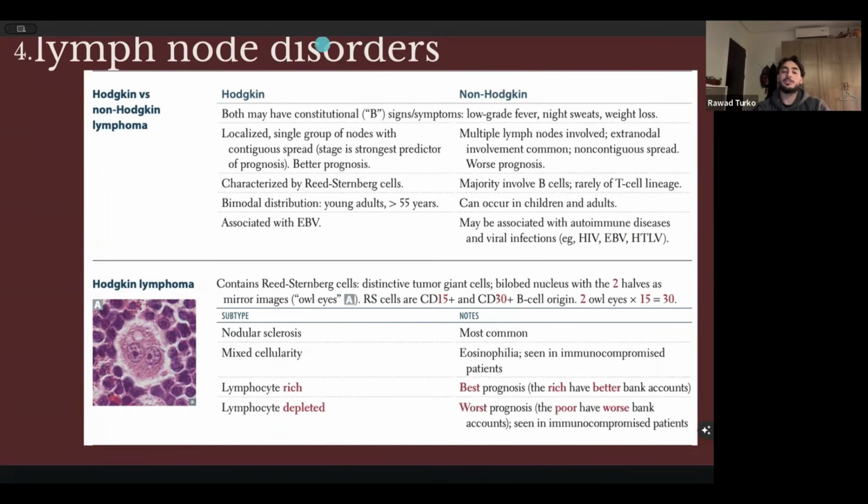But do we have any questions about non-Hodgkin's lymphoma so far? Are we all good?